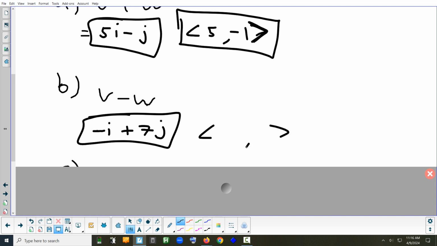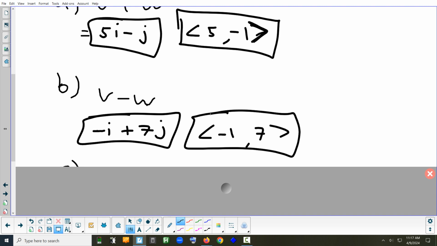Or, how about in what the book calls algebraic form. Yep, negative 1, 7. -1, 7. I don't know why they call it algebraic form. There's no letters in it.